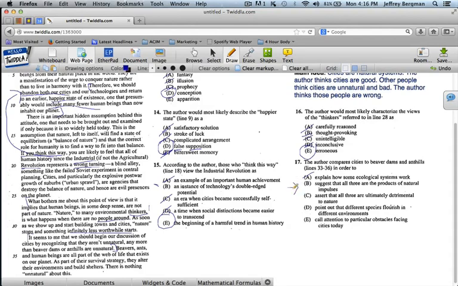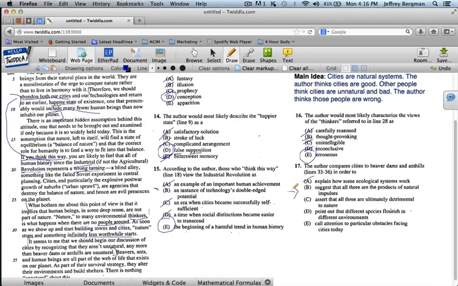Scroll it up to here. Cities are natural systems, and they're good. That's the author's main point. So we'll just circle B here. Let me show you why the others are wrong. Assert that they're all detrimental to nature? No, it's the opposite of the author's point of view. Point out that different species flourish in different environments. It has nothing to do with the main idea. Call attention to particular obstacles facing cities? Nope, nothing to do with it. So can you see how that works? Take the main idea, apply it to the questions. It applies directly to four of the first five questions.